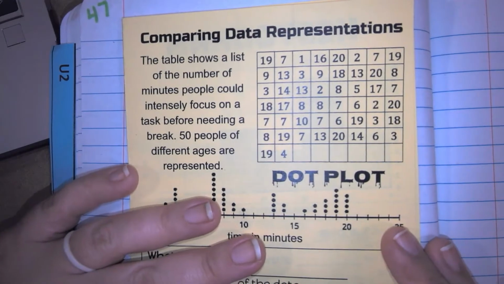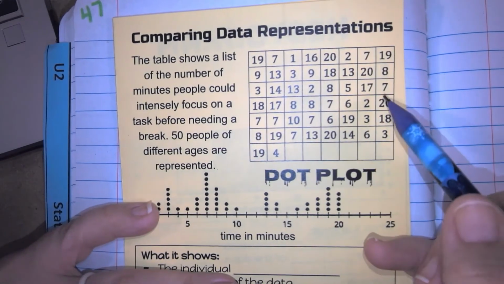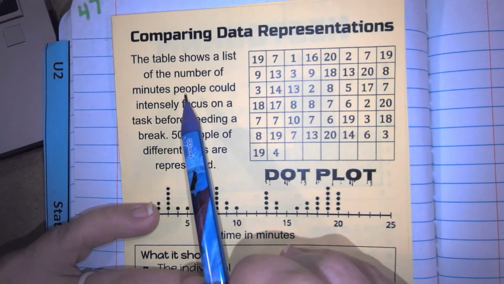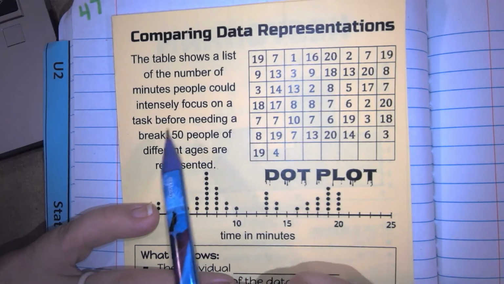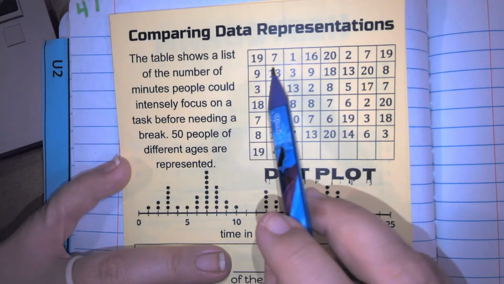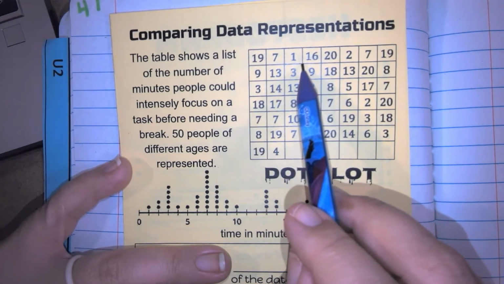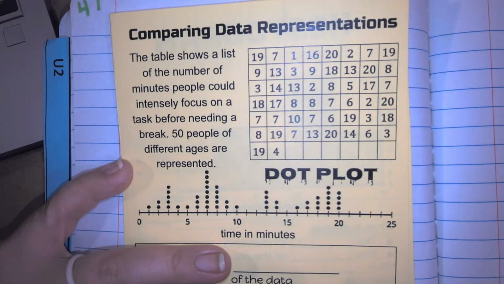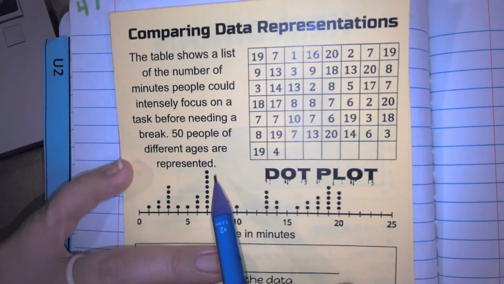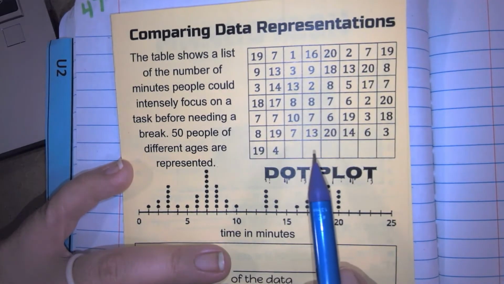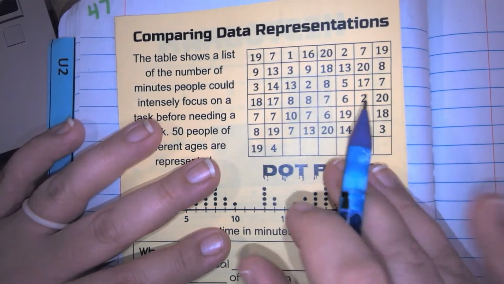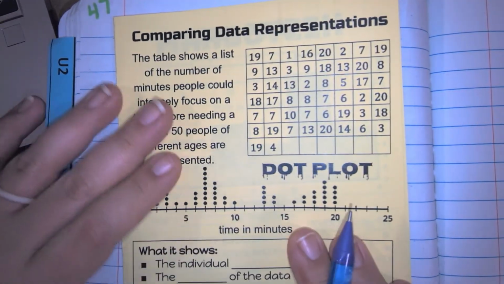So this data in this table shows a list of the number of minutes people could intensely focus on a task before needing a break. So someone could focus for 19 minutes, someone else could focus for 7 minutes, someone else could only focus for 1 minute on a task before needing a break. So this represents 50 people of different ages. So there's 50 numbers in this table. As you can see, they're not in order from least to greatest. They're all mixed up. But all of this data is represented on this dot plot down here.